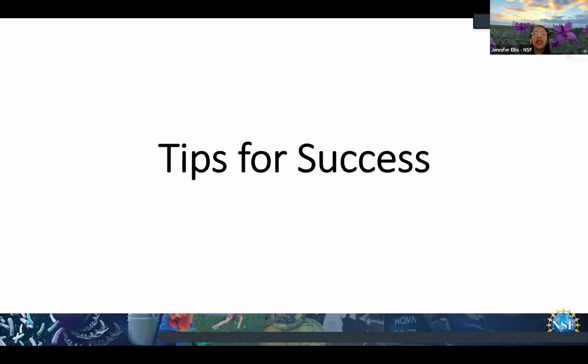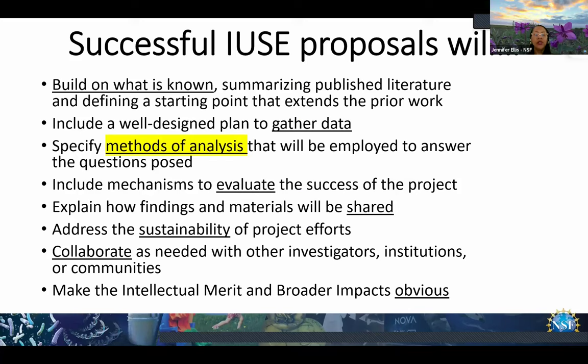I think we talked about those, and I wanted to jump to some tips for success. Successful IUSE proposals will build on what's known, summarizing the published literature; include a well-designed plan to gather data; specify methods of analysis that would be employed to answer the questions posed; include mechanisms to evaluate the success of the project; explain how findings and materials will be shared; address the sustainability of project efforts; and collaborate as needed with other investigators, institutions, or communities. And when I say communities, also think about your community college partners and the role they play in the development of your STEM teachers.